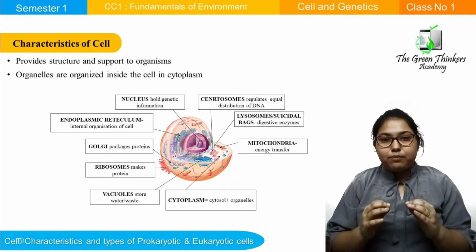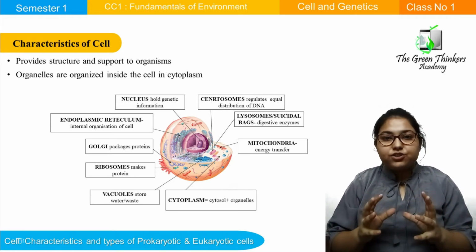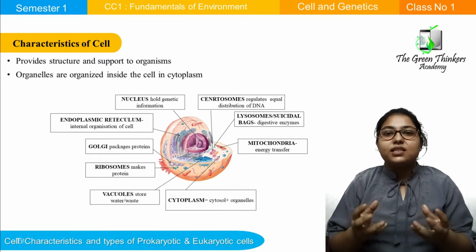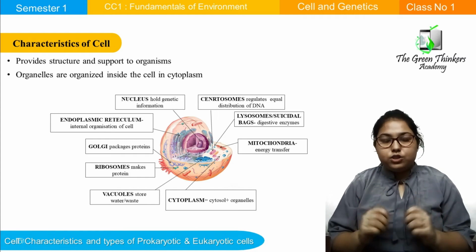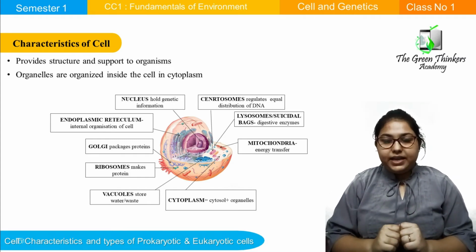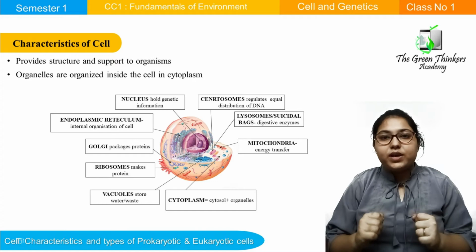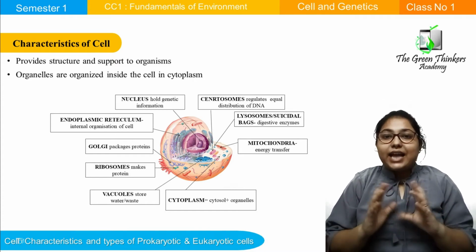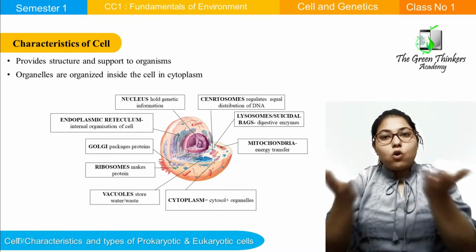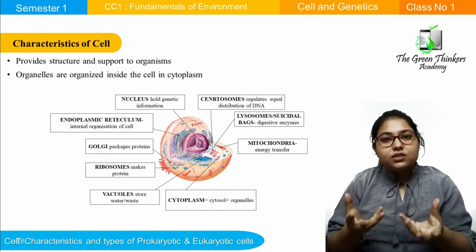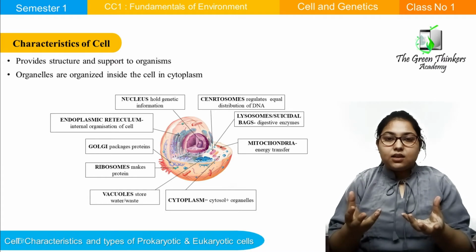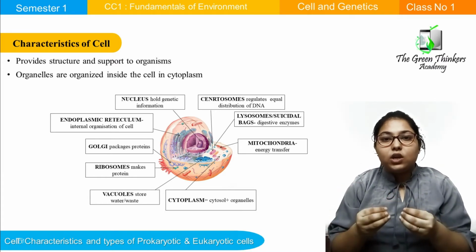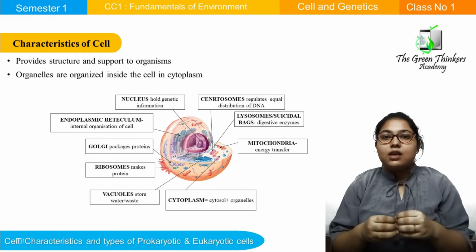Next is ribosomes, which is the factory of the protein. This is the place where the protein is synthesized. Vacuoles. Vacuoles are the places where water and waste material are stored inside the cell. Next is the cytoplasm. It is the space where all these organelles are seated. So what is the cytoplasm? It is the cytosol and the organelles together. We call it the cytoplasm.